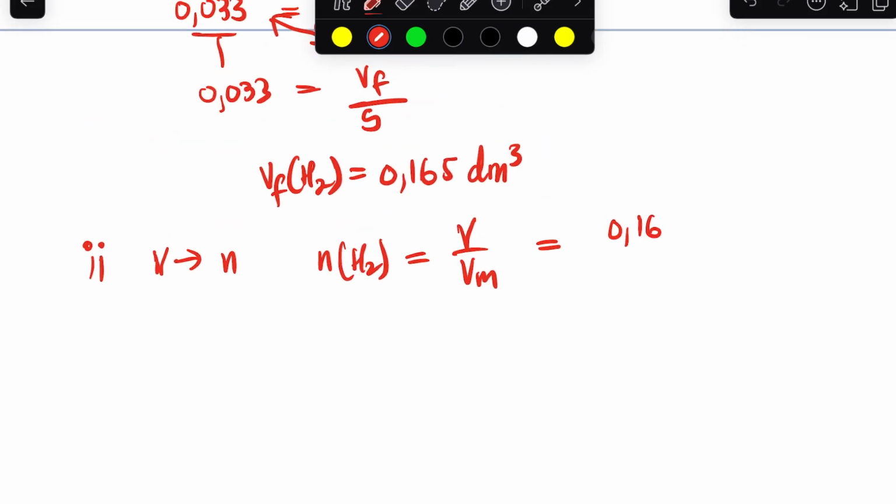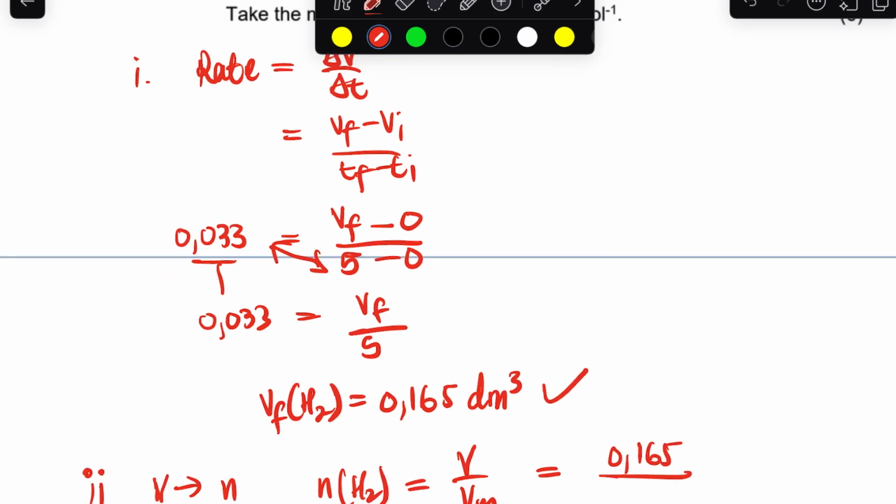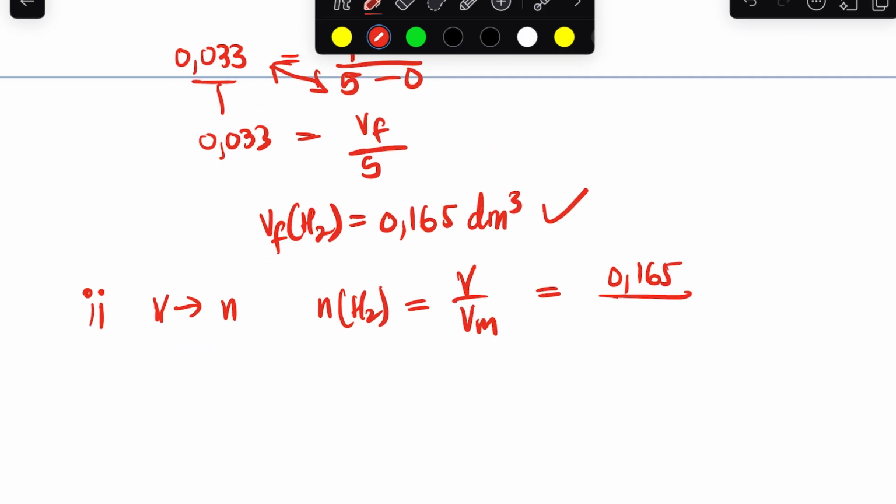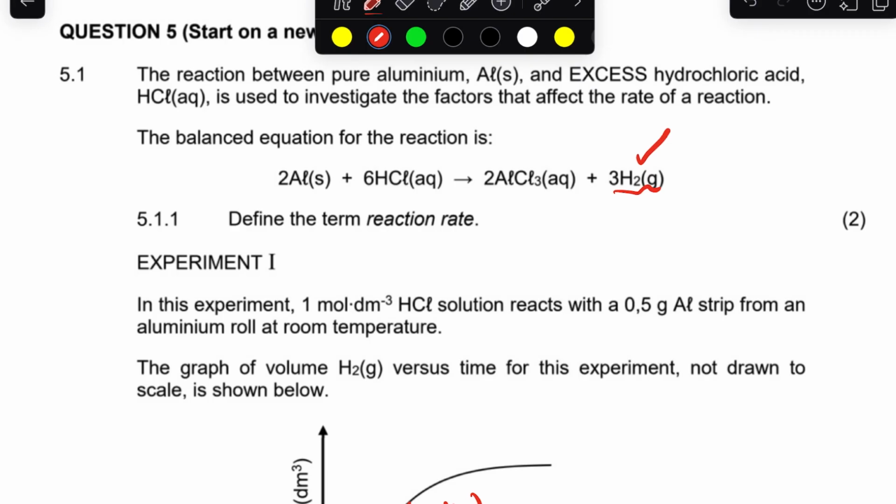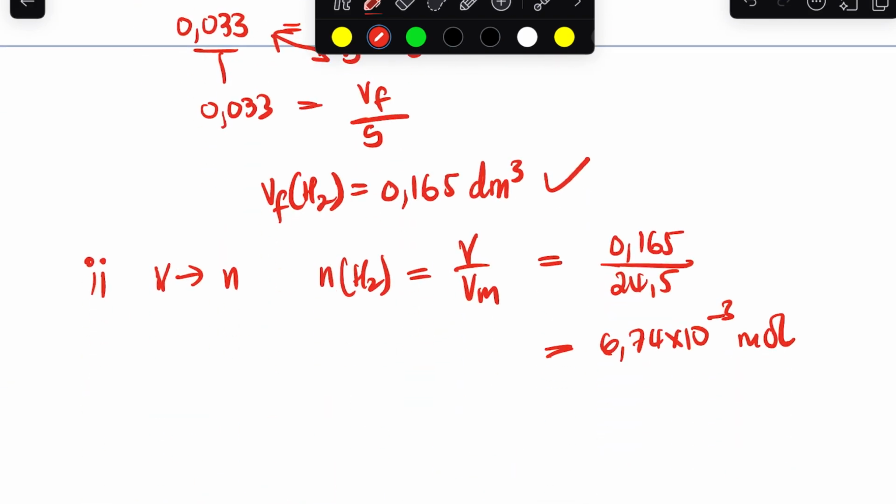It's going to be 0,165, and then we divide by the molar gas volume, which is 24.5. We divide by 24.5, and then the answer will be 6,74 times 10 to the power -3 mole. Right, guys, there's nothing wrong if your answer is in decimal places, right? Now that we have the number of moles of this, we can get the amount that reacted with this one, doing the mole ratio of hydrogen is to aluminium.